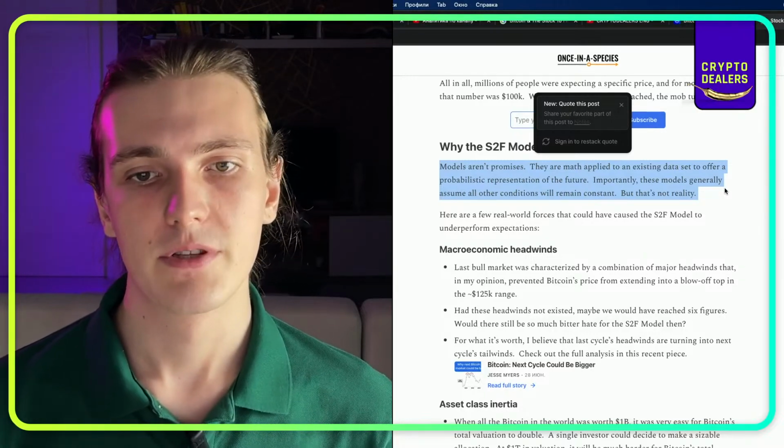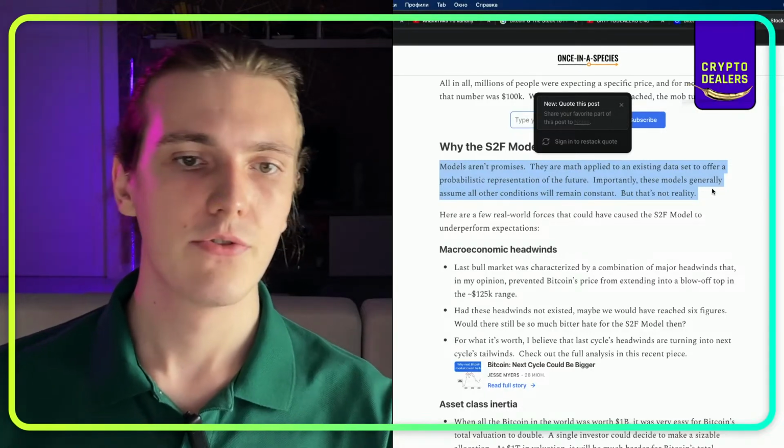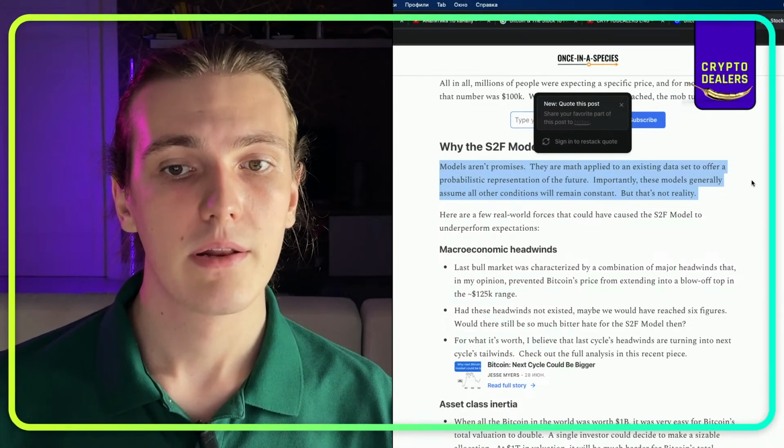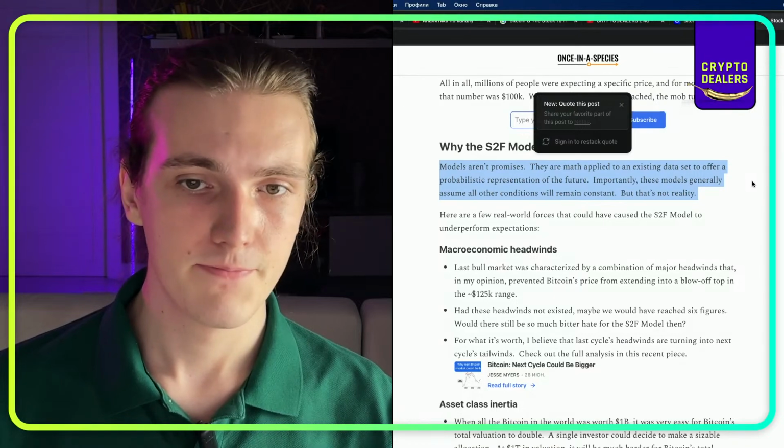Probabilistic representation of the future. Importantly, these models generally assume all other conditions will remain constant, but that's not reality. So, just repeating myself, there are different factors, and we should not believe one theory or model 100%. We should understand there are different factors that we do not know.